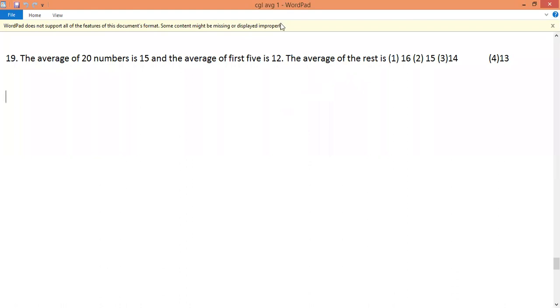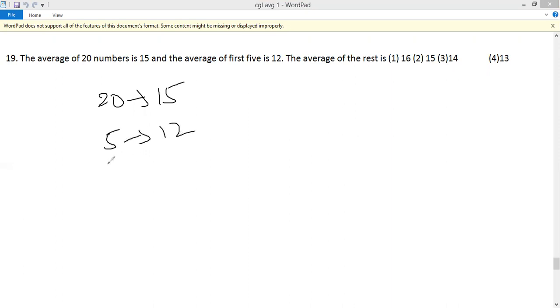See here, the average of 20 numbers is 15. The average of the first 5 numbers is 12. The average of the rest, the 15 numbers, you have to find.